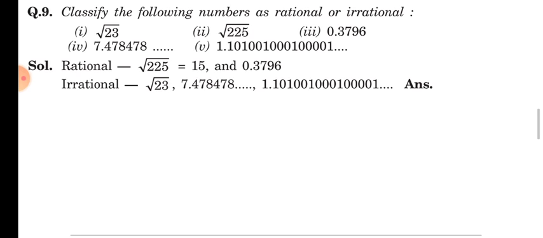Okay. Third, 0.3796. As it ends after 4 digits, it is a rational number. Number 4, 7.478 and so on. Now it is not ending and not repeating, so we can say it is irrational. And the last one is 1.101001001 0001. This is also not ending and not repeating, so we can say it is an irrational number.